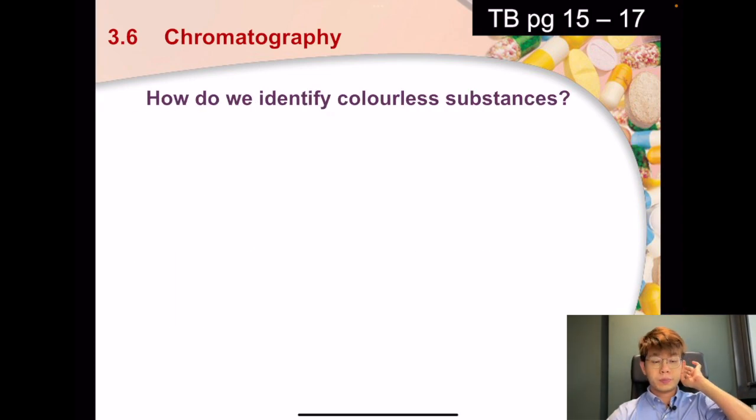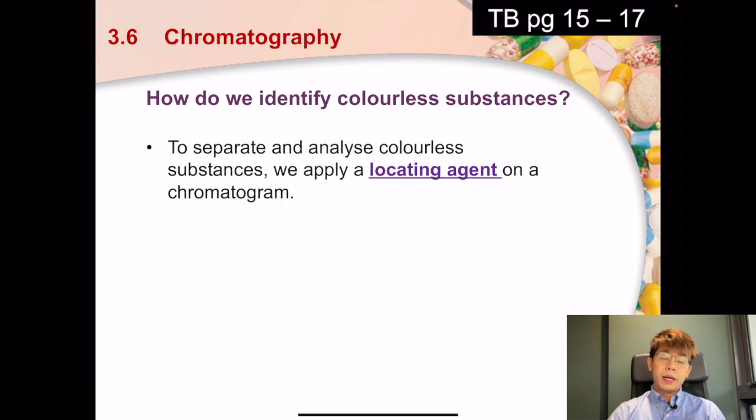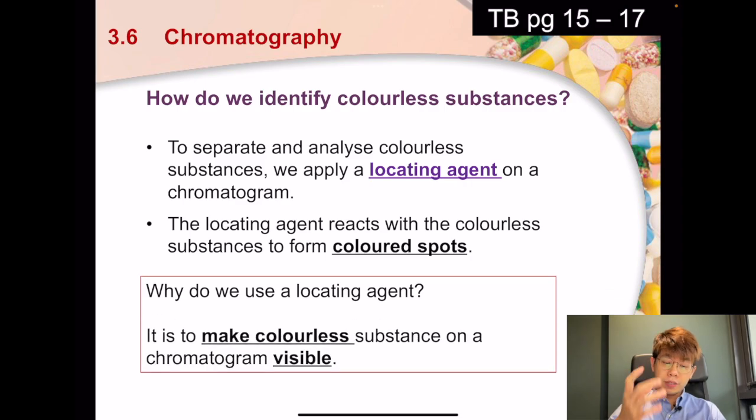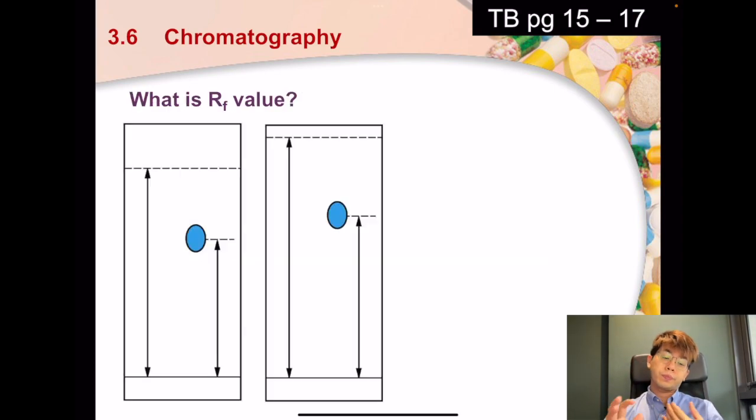As I said, colorless substances can also be identified using chromatography, and we use something called a locating agent. In your textbook, there are some examples of locating agents. These locating agents will react with the colorless substance to form a color, and this color will make it visible. So we use locating agents to make colorless substances colored in order for them to be visible.